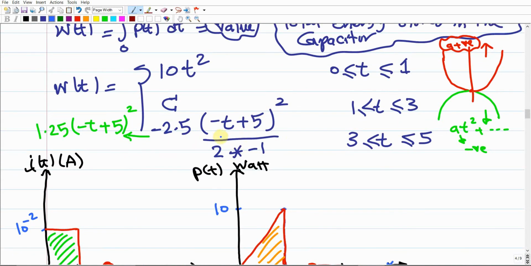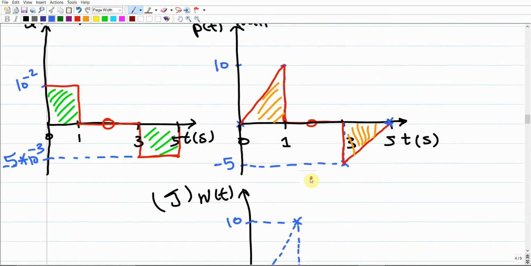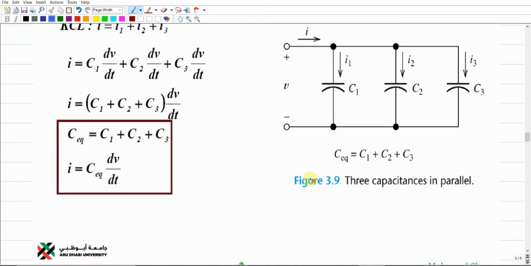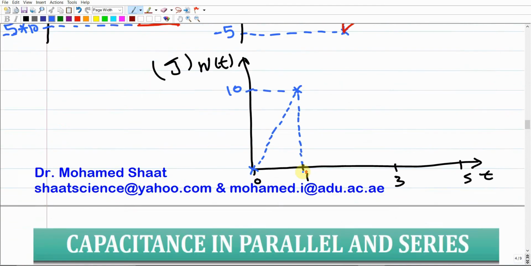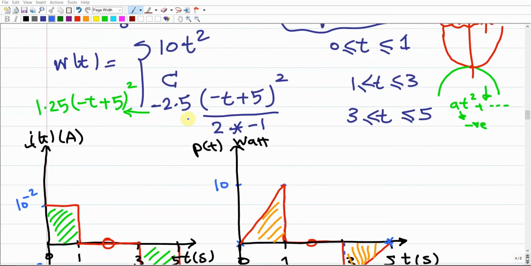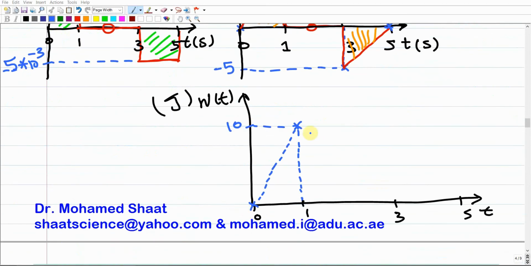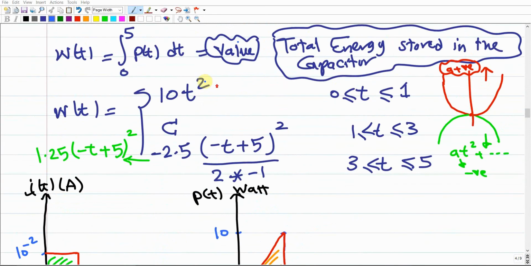The second curve should be represented, as we mentioned, as 1.25 times negative t plus 5 squared, right? So what does it mean? You're going to plug in t equals 3 into this function. This is going to give us negative 3 plus 5 squared times 1.25, which gives 5, positive, right? So when t equals 3, we're going to have 5. Yeah, this should give 5, but it doesn't make sense since this should be next to the 10. So there is something wrong here.